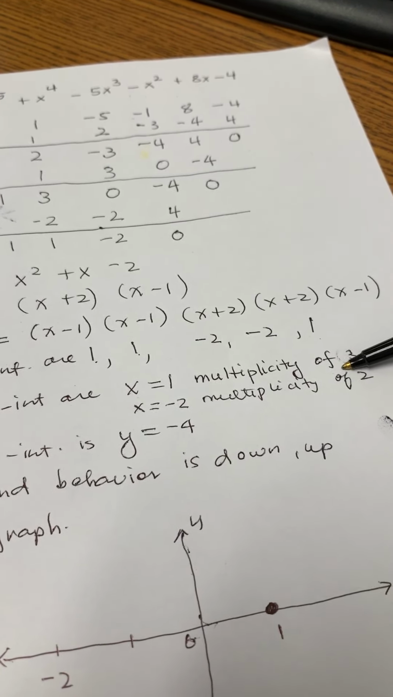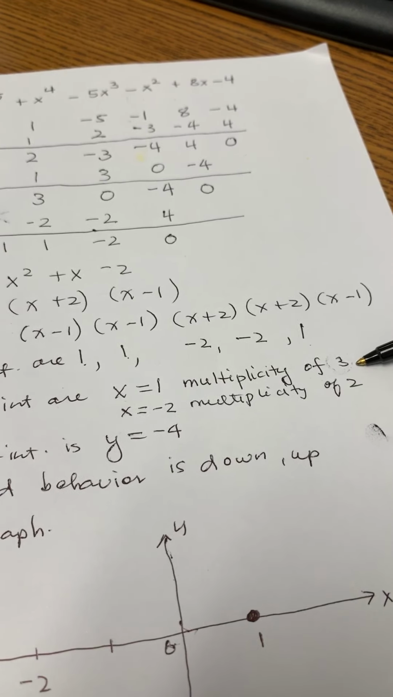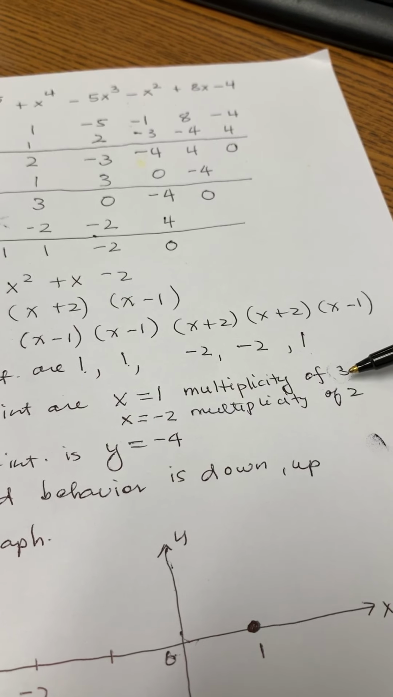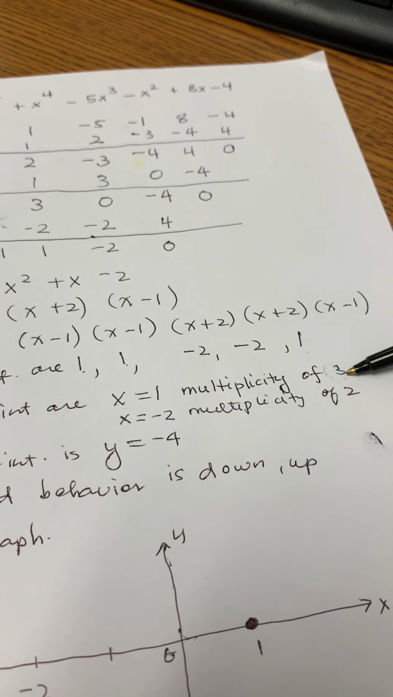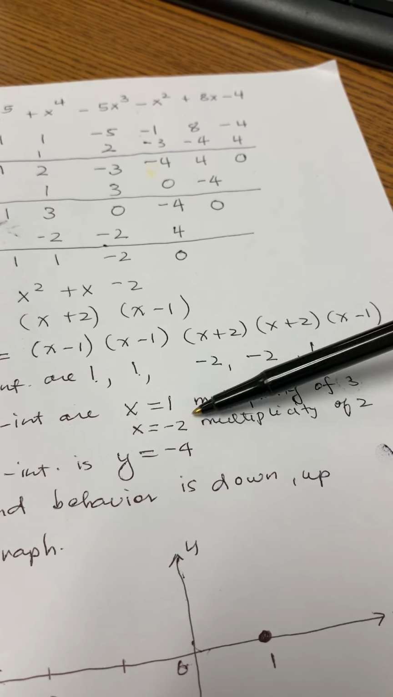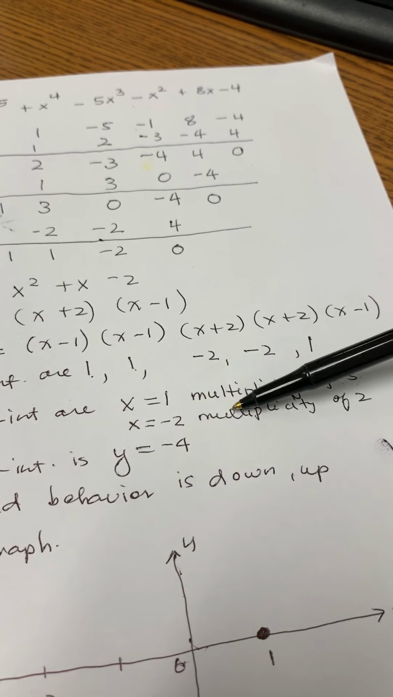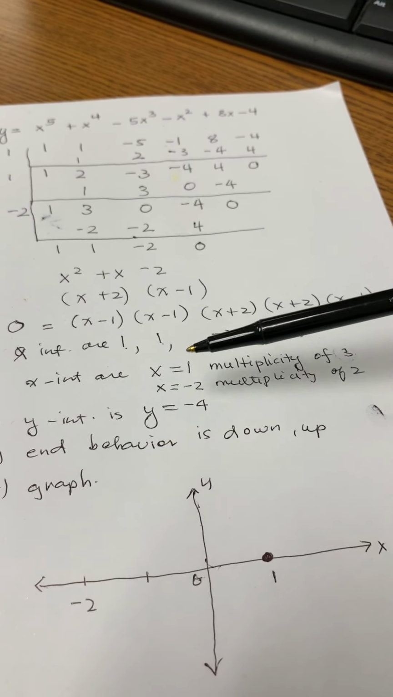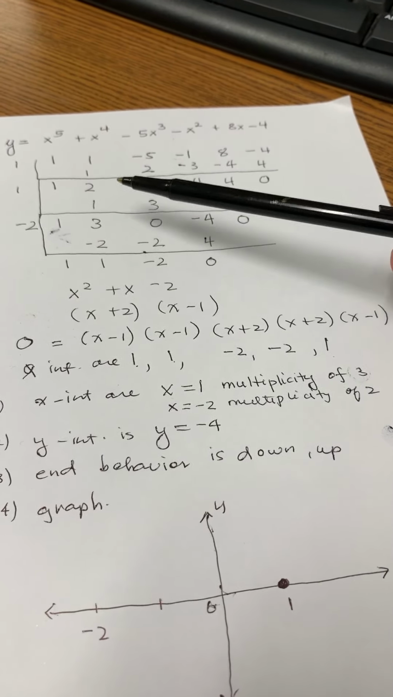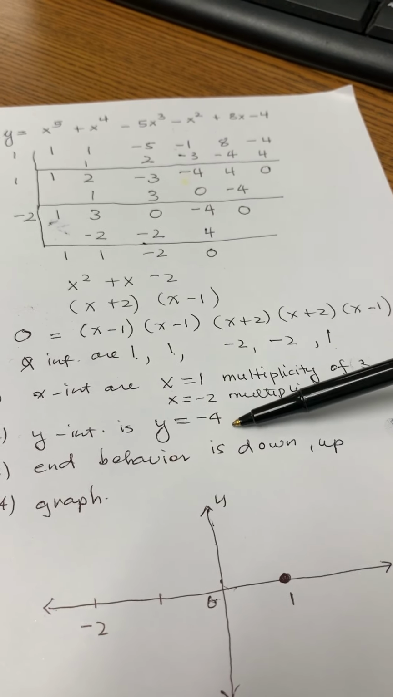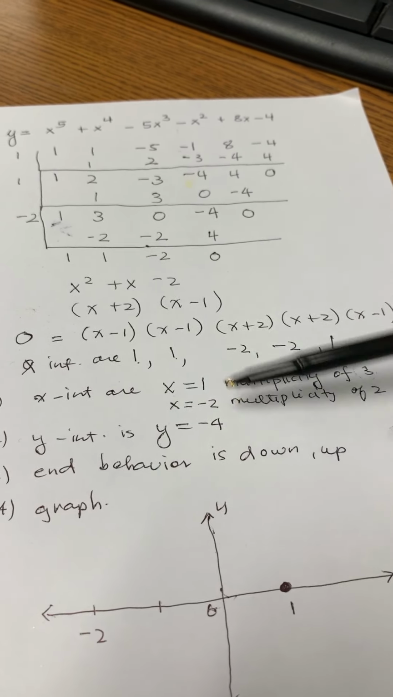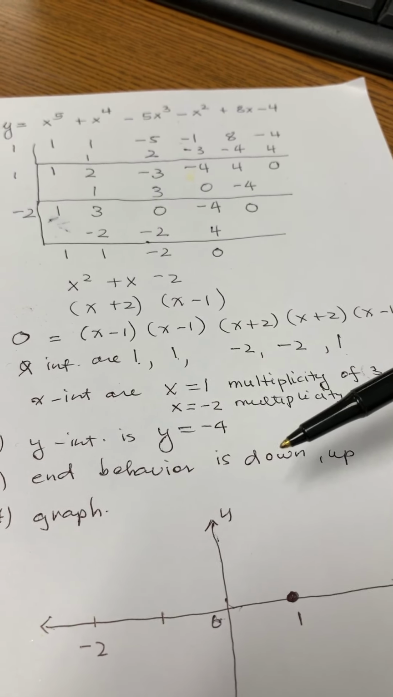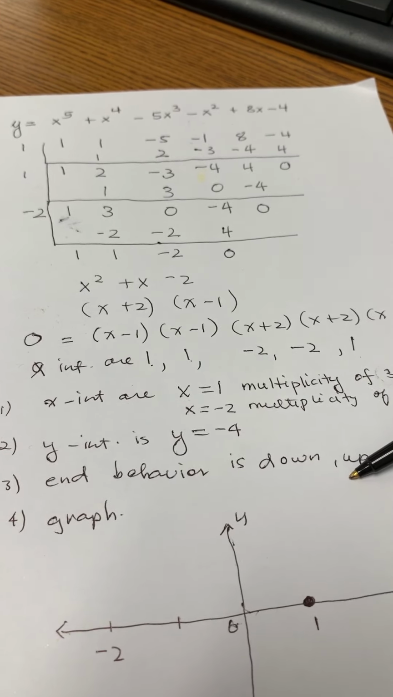Now try to remember this. This is an odd number, 3. So 1 is repeated 3 times, an odd number of times. And -2 is repeated twice, so a multiplicity of 2. Okay, then let's continue. Y-intercept, make x 0. So y is -4. And for end behavior, the leading term is 1x to the 5, so that will be down, up.